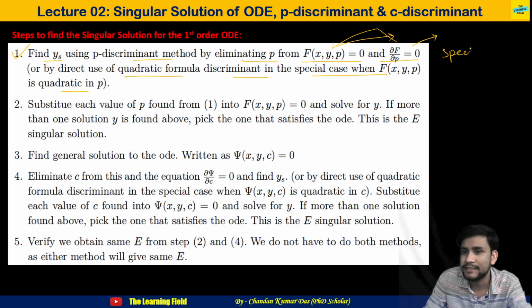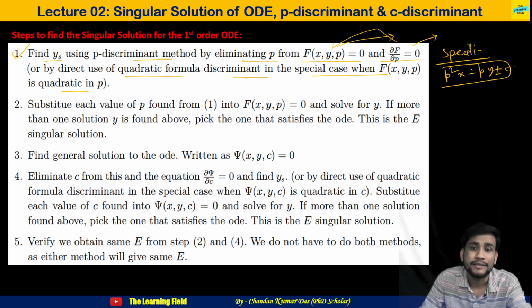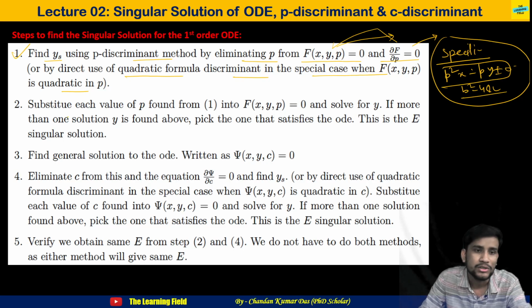And the special case is if the differential equation is of the form p square x minus p y plus y dash equal to 0, suppose. So this is a quadratic equation in p. So we can directly apply the discriminant method, that is b square minus 4ac equal to 0, to eliminate p. And if this is not a quadratic equation, then we have to eliminate p using the given equation and ∂f/∂p = 0.